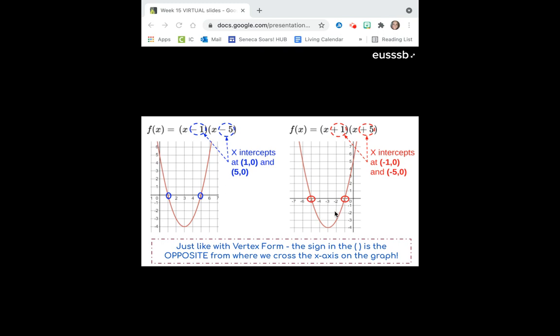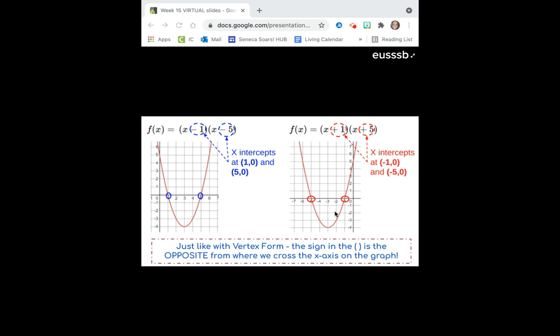So just like with our vertex form, the number inside of the parentheses is the opposite of where we actually cross the x-axis on the graph. Okay, now this is not written in vertex form. These are both written in a different form.